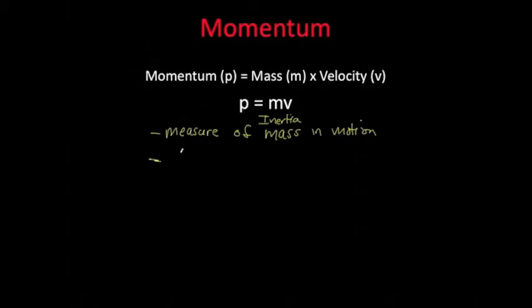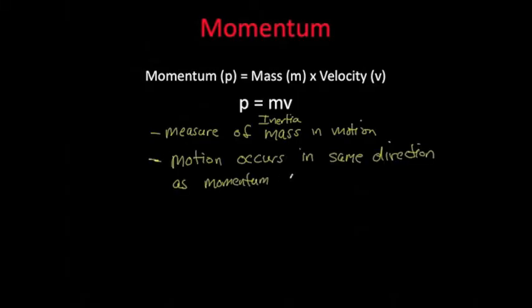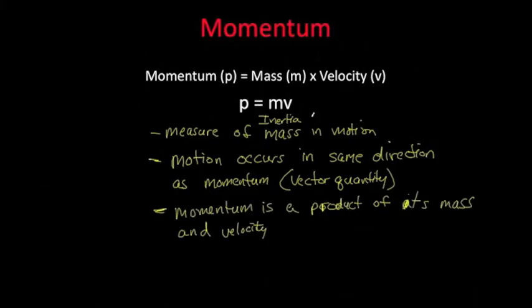Motion will occur in the same direction as momentum. So momentum is actually a vector measurement, and if you remember, that means it has size and direction. The momentum of an object is a product of its mass and velocity. So what does that mean? It means you multiply mass times velocity to calculate momentum. We can put this into a momentum formula triangle.